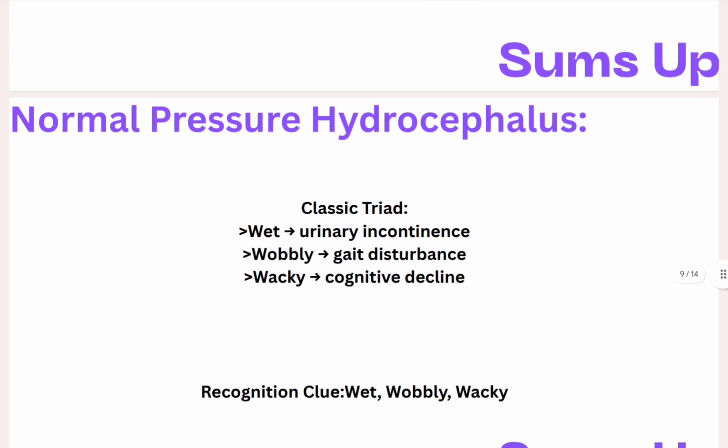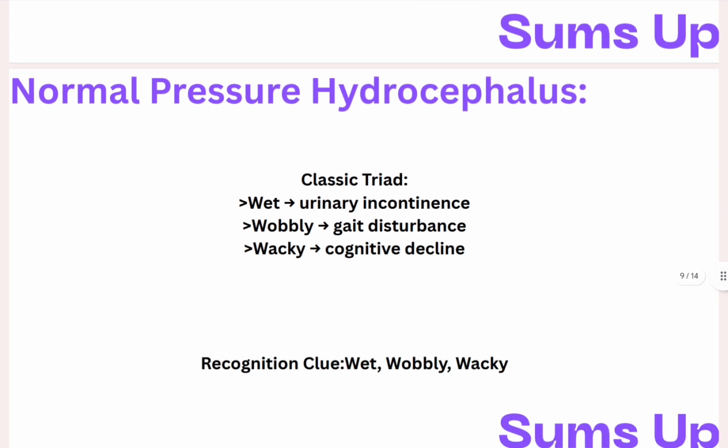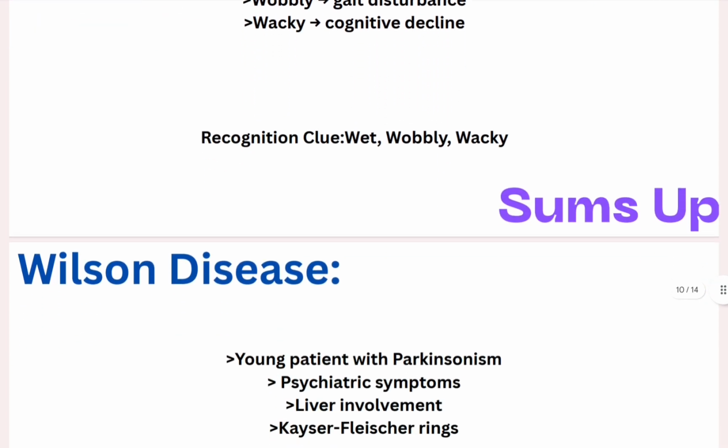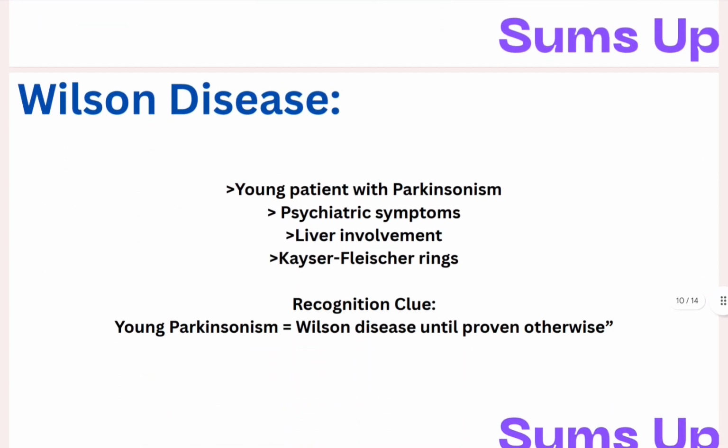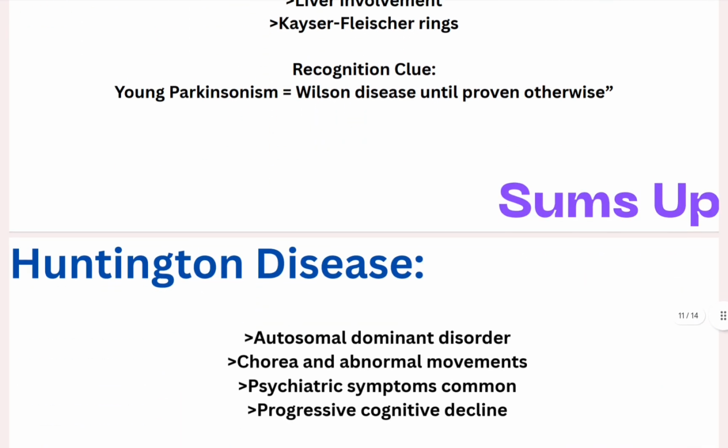Moving on ahead, we have normal pressure hydrocephalus. It's the easiest one. Whenever you see urinary incontinence and gait disturbance with cognitive decline, it's normal pressure hydrocephalus and nothing else. Okay, Wilson disease. If Parkinsonism develops in a patient less than 40 years of age, then it's Wilson disease until proven otherwise. A young patient with Parkinsonism is always Wilson disease if less than 40 years. We can check for Kayser-Fleischer rings on slit lamp, and if Parkinsonism plus the liver is involved, with abnormal LFTs, then you have Wilson disease.